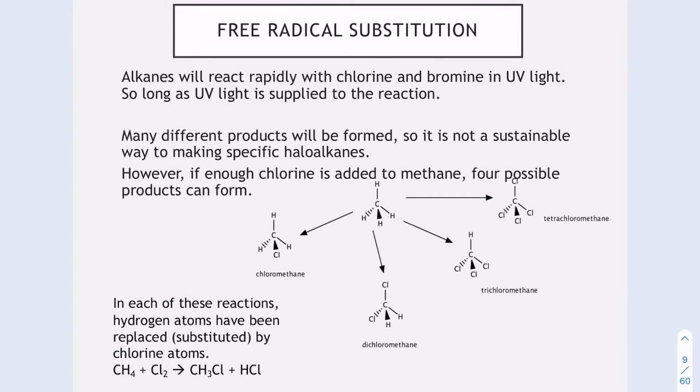So what kind of examples would go under free radical substitution? Alkanes are quite a good one. They react rapidly with chlorine and bromine, as long as UV light is supplied to the reaction. So you can make different haloalkanes, but it's not a sustainable way to make them, because if enough chlorine is added to methane, for example, you can have four different products: chloromethane, dichloromethane, trichloromethane and tetrachloromethane, as I've got here. So it's not really the best way of making a specific haloalkane. There are other reactions that are better for this. And if you have a look, in each of these reactions a hydrogen atom has been replaced or substituted by a chlorine. That's how it's a substitution reaction.